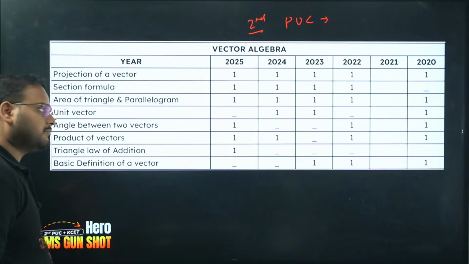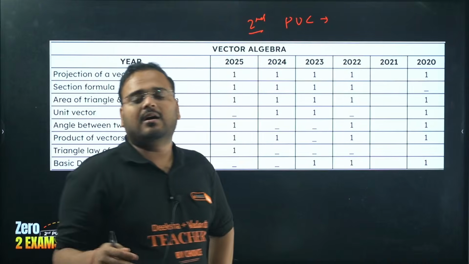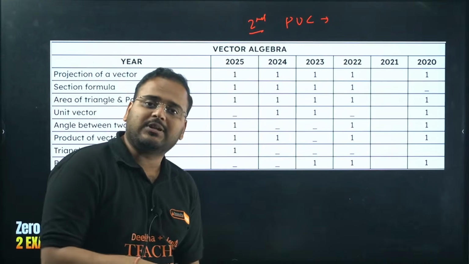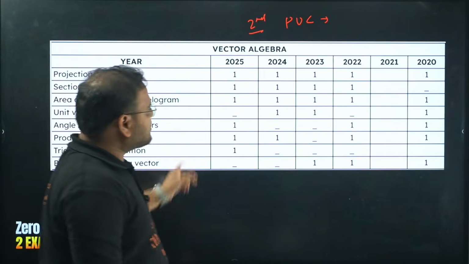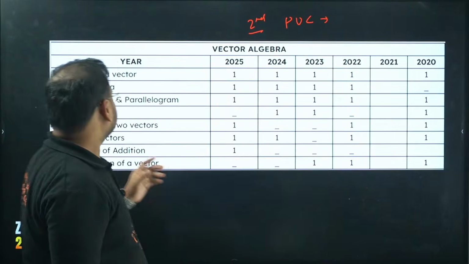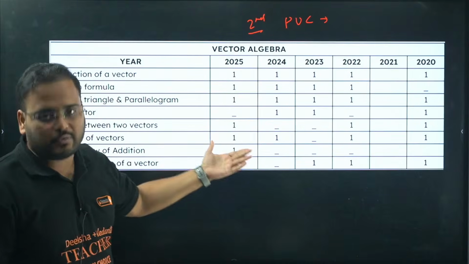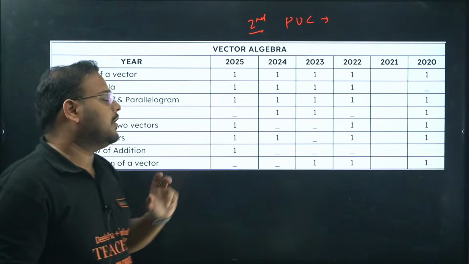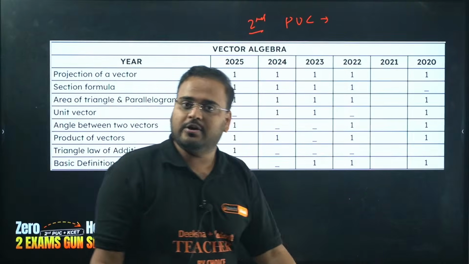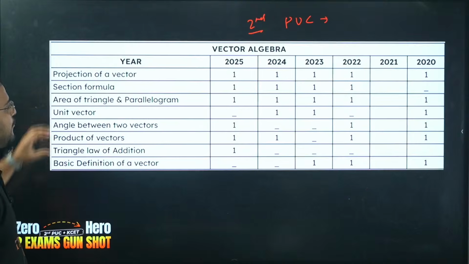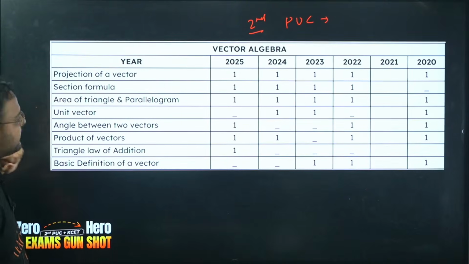Section formula also important. Either they'll give you a question based upon that, or they ask you to prove it. Area of triangle and parallelogram, almost every year there's one question on that as well. And yes, there can be a question of MCQ as well, right? It doesn't have to be a 3 marker or 2 marker like that. Unit vector, again MCQs are very common question in unit vector almost every year. So first 3-4 topics are very, very important.